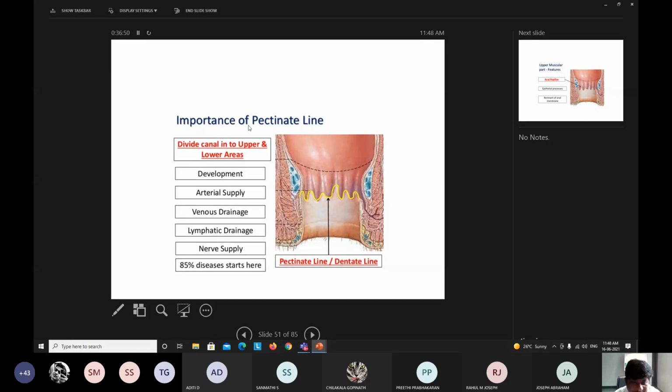So, the importance of the pectinate line: it divides the anal canal into upper and lower areas, in fact three parts, but all three parts are different embryologically and in gross anatomy. That means arterial supply, venous drainage, lymphatic drainage and nerve supply are different, and 85% of the disease starts in this area only.